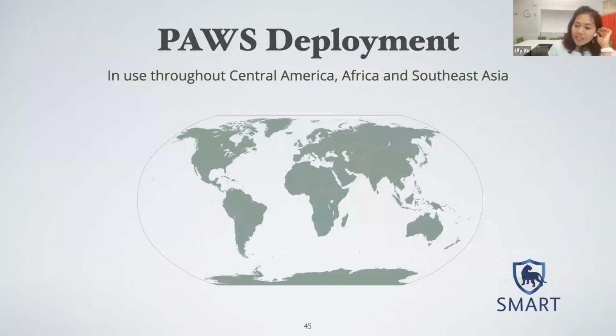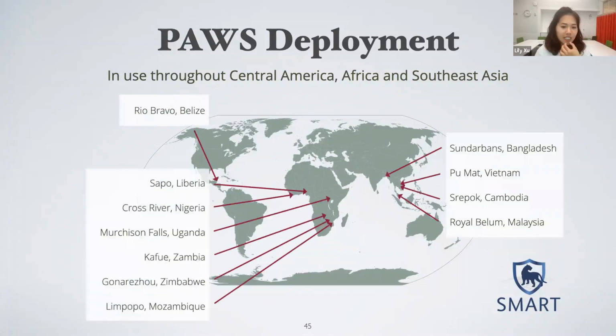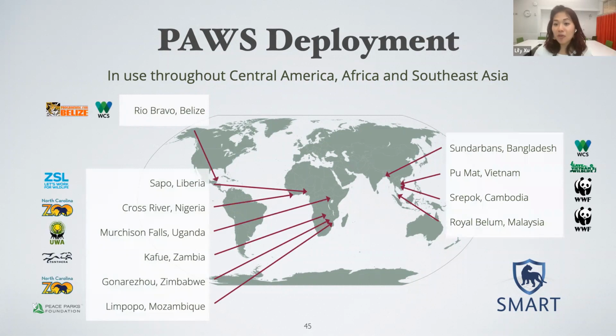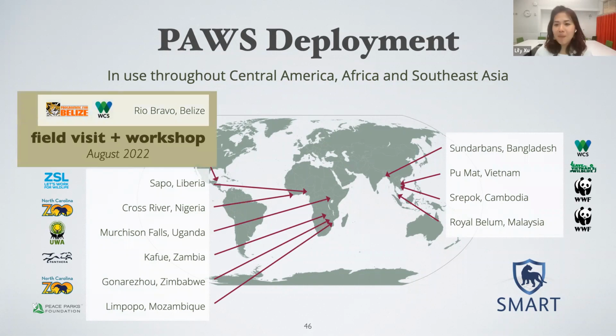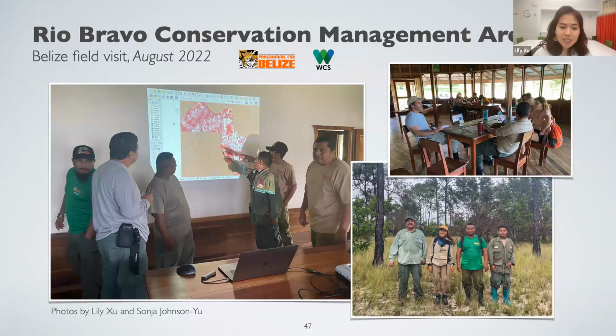So our integration with SMART has led to PAWS being deployed and used throughout Central America, Africa, and Southeast Asia, where we've been lucky to work with a large number of different conservation organizations. And most recently, we visited Rio Bravo Conservation Management Area in Belize and conducted a 4-day workshop and went on patrols with the rangers to really understand what the landscape looks like, how the rangers respond to these predictions, how they make their patrol planning decisions, and whatnot. So this is a really informative and immersive experience in getting more integrated into the setting.